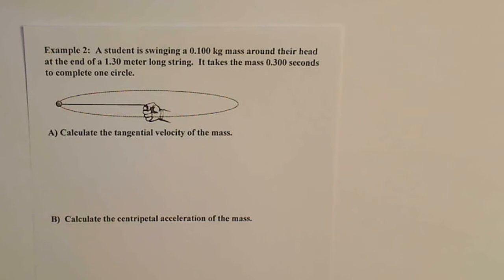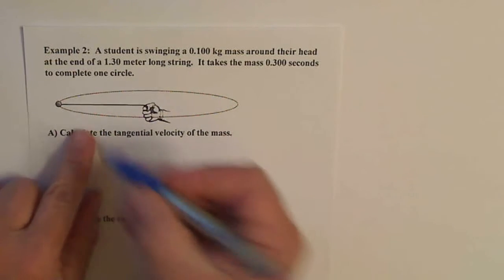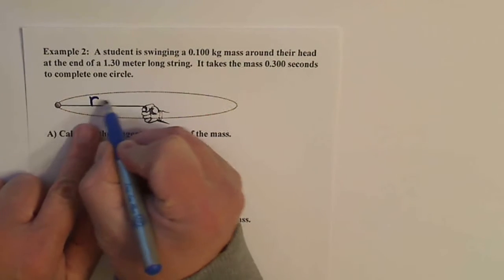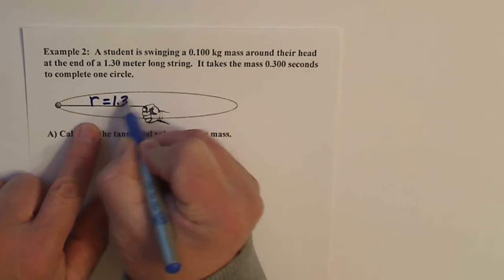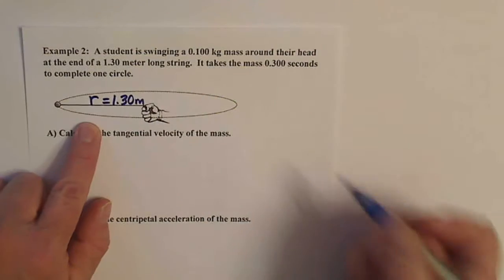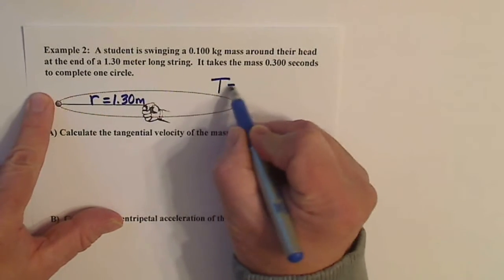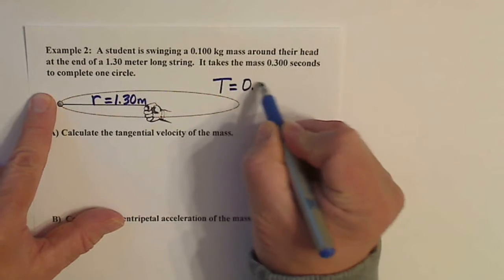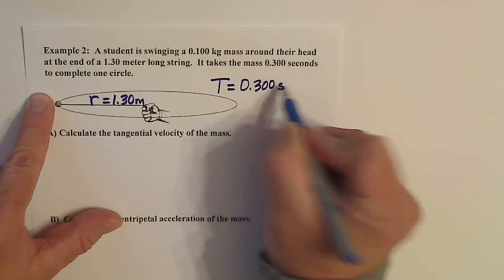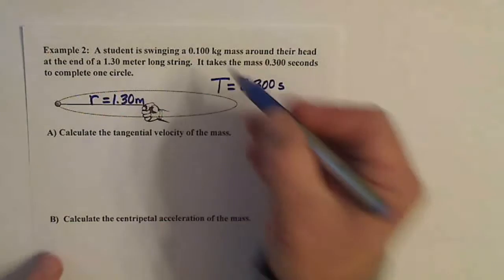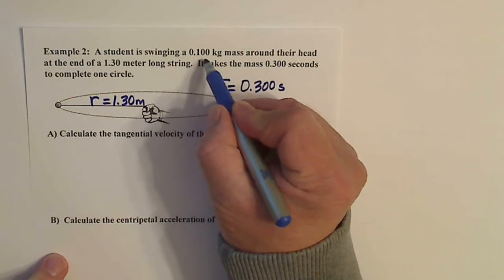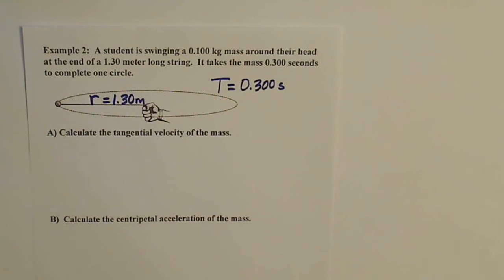So let's write down a couple of things that we know. First thing we know is that radius right there. That is 1.30 meters. And that 0.300 seconds, that is the period. And that 0.100 kilograms, that's going to be our mass, which we'll probably need later when we calculate the force.